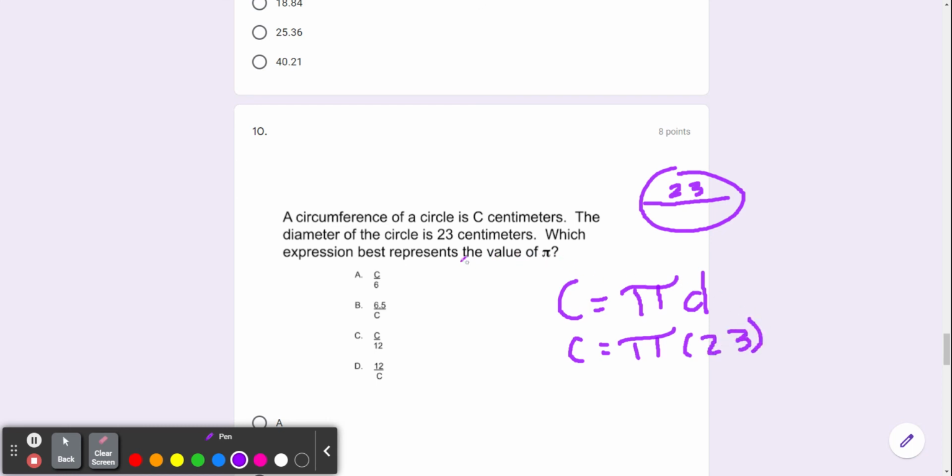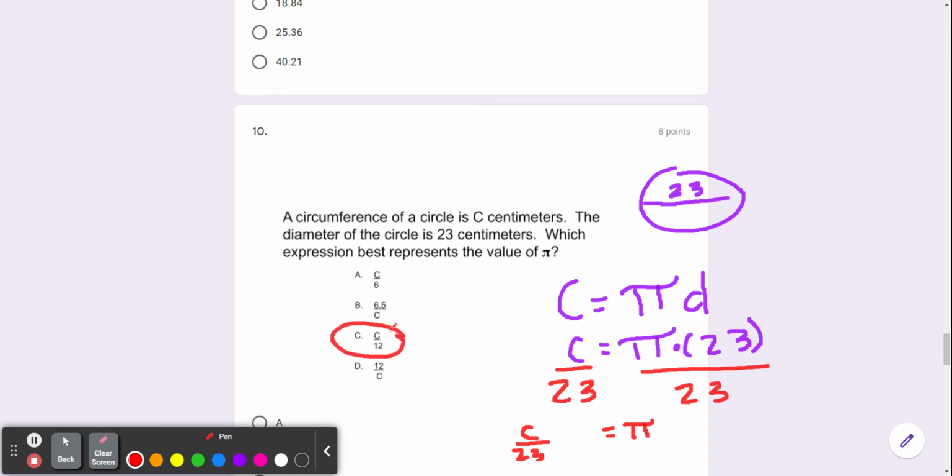But they want to know which expression best represents the value of pi. So they're asking, what is pi? So I've got to get rid of the 23. Remember that this is pi times 23, so the opposite is divide by 23. If I divide the circumference by 23, I should get pi. C divided by 23. Oh, I need to fix that. That is going to be answer choice C, and I'll fix it on your form for you.